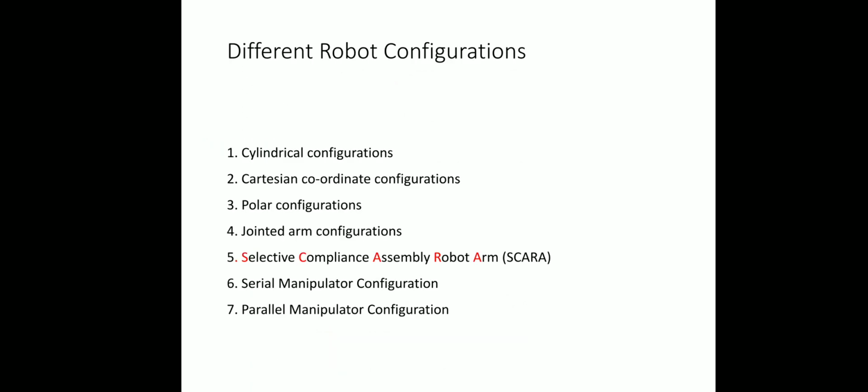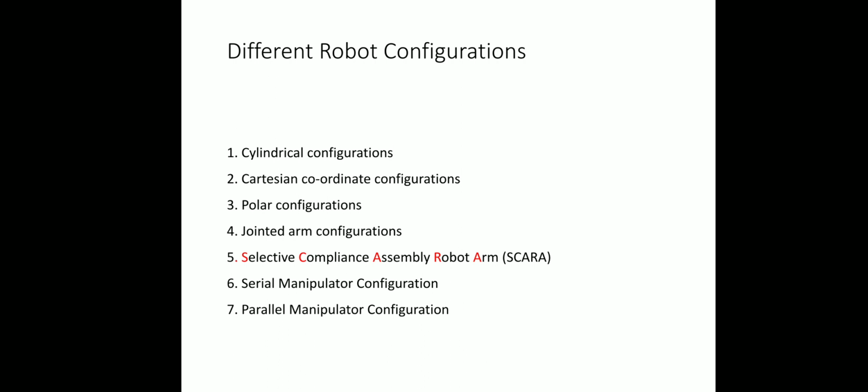So these are the configurations of the different robots: cylindrical configuration, Cartesian coordinate configuration, polar configuration, joint arm configuration, then Selective Compliance Assembly Robot Arm, simply called SCARA, then serial manipulator configuration, then parallel manipulator configuration. These are the configurations of the robots. They are classified depending upon the work envelope, that means the work volume, how the robot is able to reach.